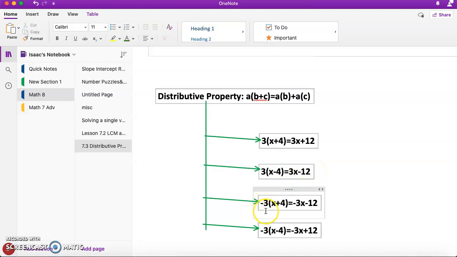And this is where negatives start to come into it. That gives us negative 3 times the quantity of x plus 4 equals negative 3x, because negative 3 times x is negative 3x, minus 12. Because remember, negative times positive is negative. And then finally, we'll even see it with a double negative here, where negative times negative equals positive. Negative 3 times the quantity of x minus 4 equals negative 3x plus 12.